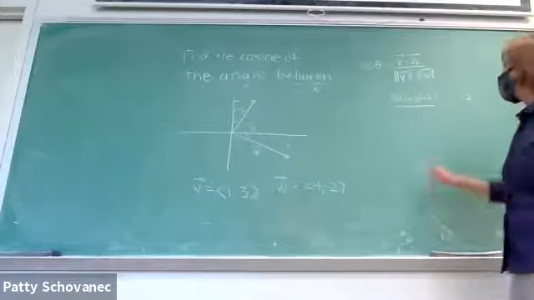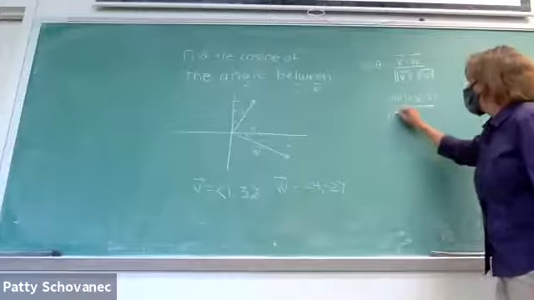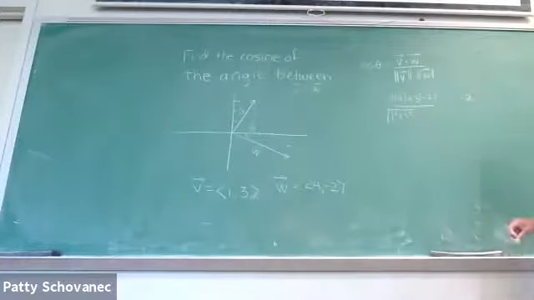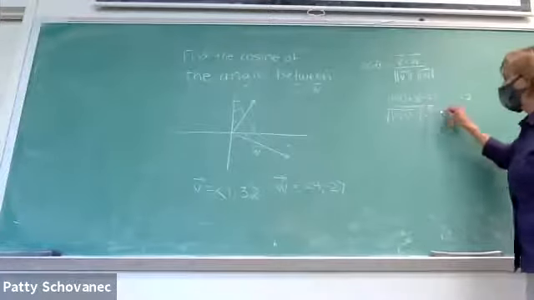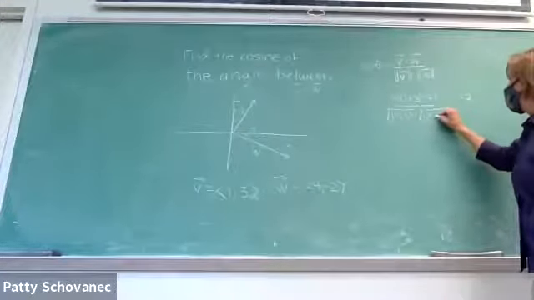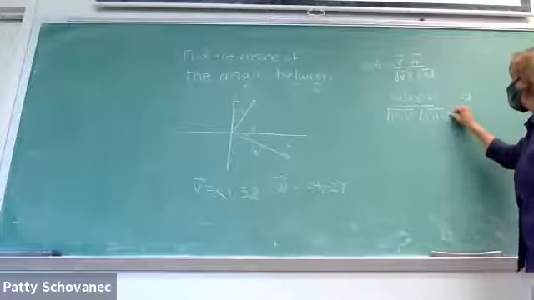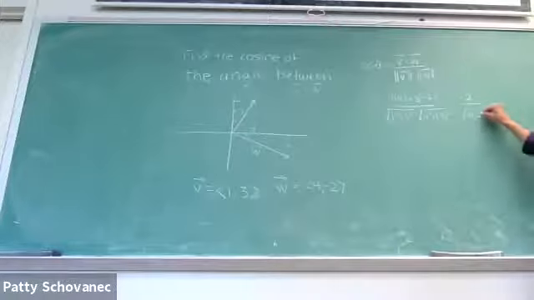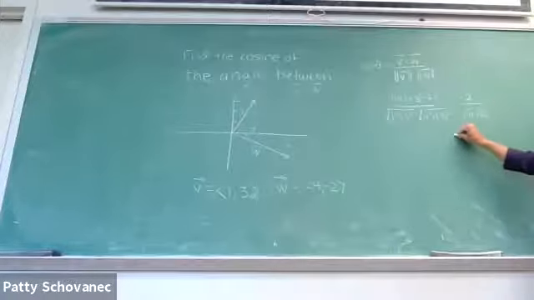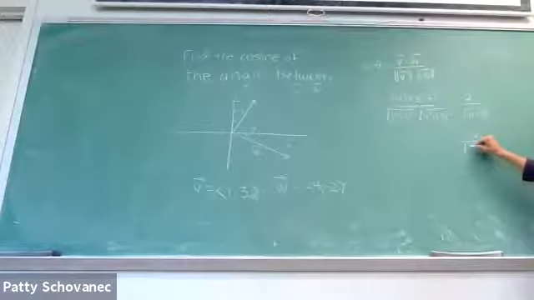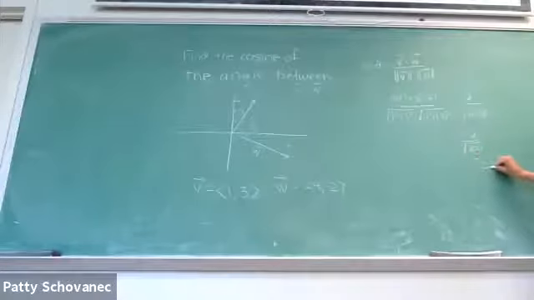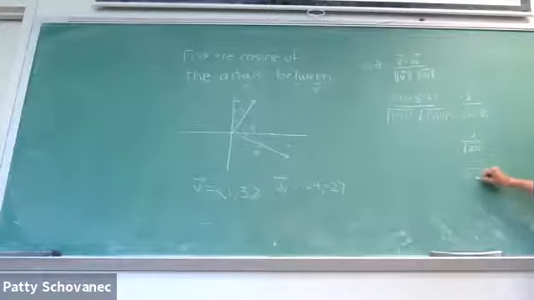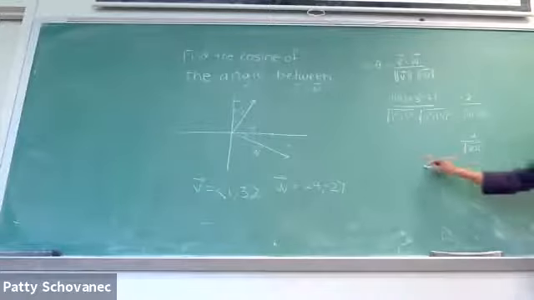The magnitude of V is 1 squared plus 3 squared, so it's the square root of 10. The magnitude of W is 4 squared plus -2 squared, so 16 plus 4, square root of 20. So it's -2 divided by the square root of 200, and so it's -2 divided by 10 square root of 2. That's the cosine of angle theta.